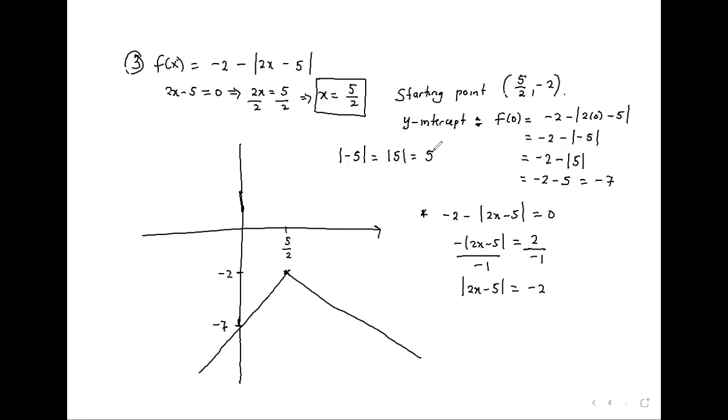And if you are given this equation to solve, you just say solution set empty. That's the only thing that you say there. Why empty? Because you have modulus of 2x minus 5 giving you a negative. There's no such value x that can do that.